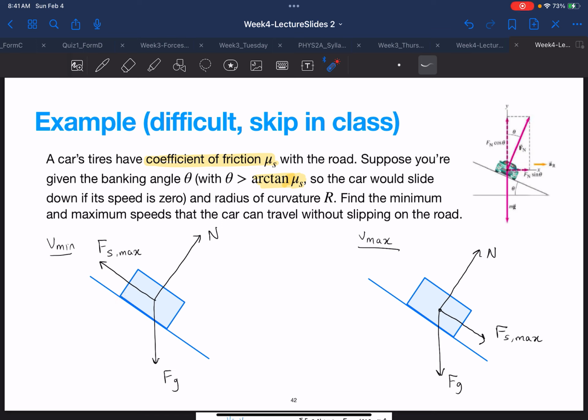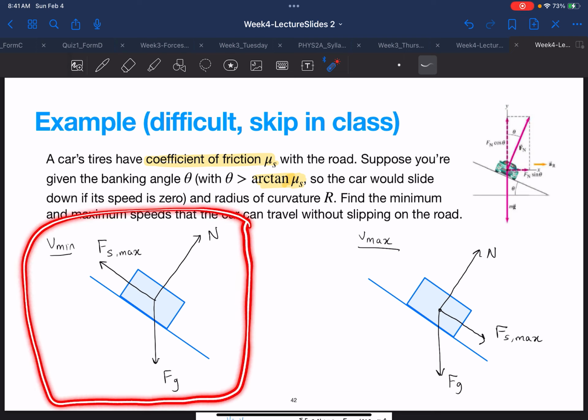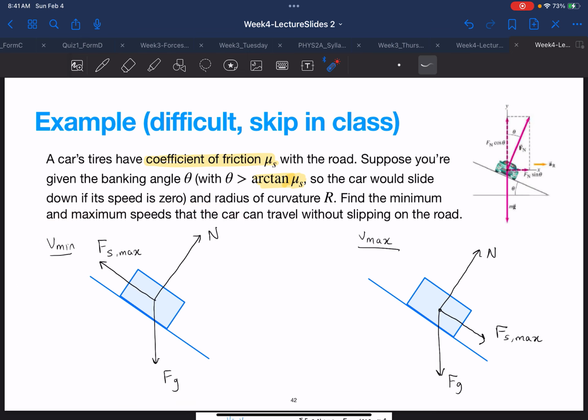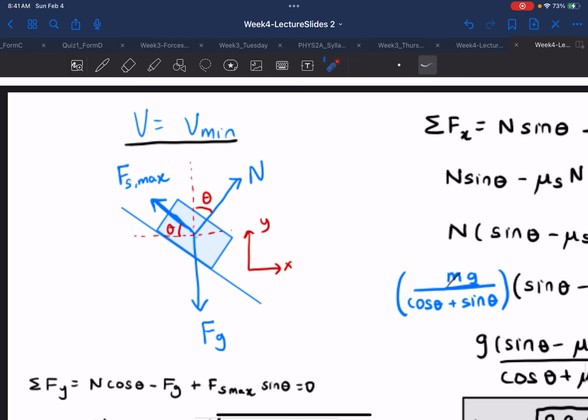And then on the other hand, if the car drives too fast through the banked curve, it would skid out. In that case, we have the force of static friction between the tires and the car acting in this direction, keeping it from skidding out as we approach this max velocity. So let's consider this first case of calculating V minimum, and then a very similar calculation can be done for V maximum.